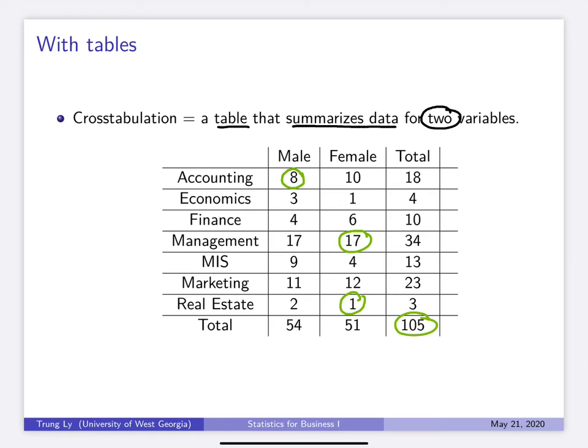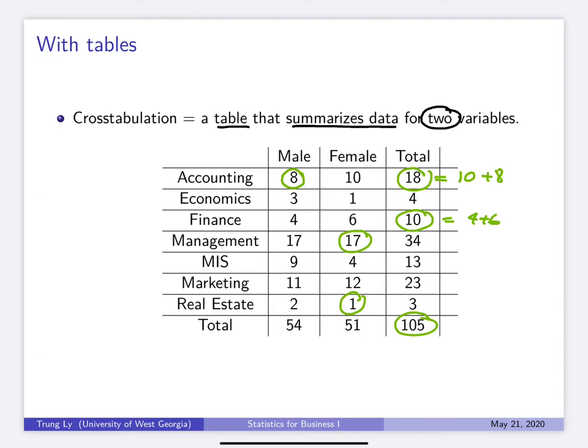If you add the numbers horizontally, you should get the total number of students by row. So, in other words, we have 18 students who are accounting majors. This is the sum of 10 and 8. We have 10 students who are finance majors. This is the sum of 4 and 6, right? And so on and so forth.